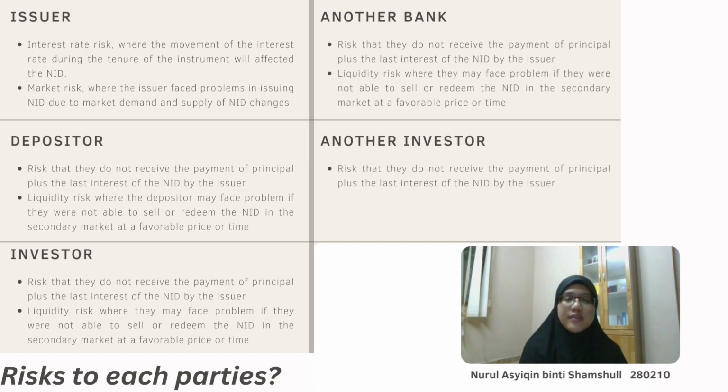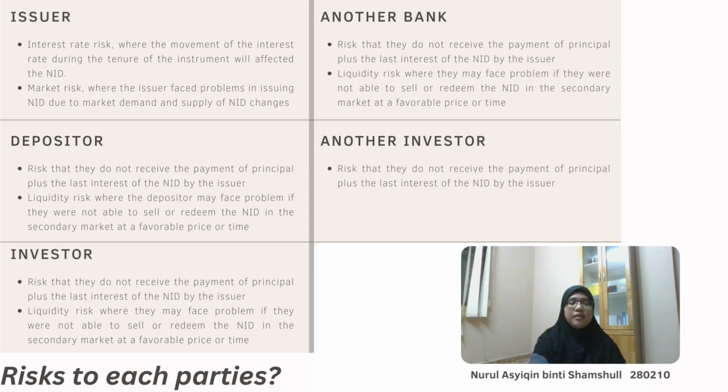Next, depositor. The first risk that the depositor might face is the risk that they do not receive the payment of principal plus the last interest of the NID by the issuer, which has been agreed with the issuer upon maturity. The next risk is liquidity risk, where the depositor may face problem if they were not able to resell or redeem the NID in the secondary market at a favorable price or time. In a situation where the depositor needs immediate cash and they plan to sell the NID in the secondary market, it would pose a problem to the depositor if the price and the rate at the time is unfavorable.